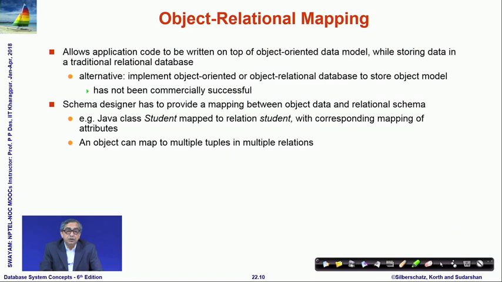So, the relation student in the relational model and your class student in the object based model, you will need to define these in terms of a certain mapping of the attributes, which we had shown when we talked about embedding of languages. And this is what is commonly known as object relational mapping, so that objects can map to multiple tuples in multiple relations and can be viewed in a different way.